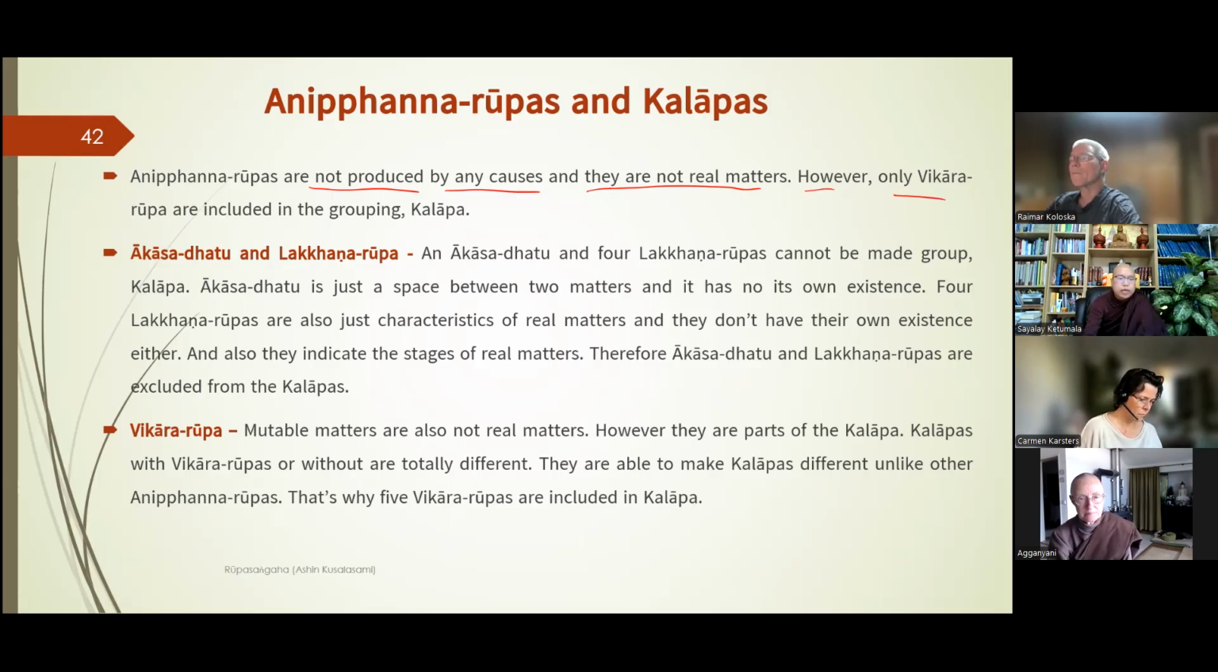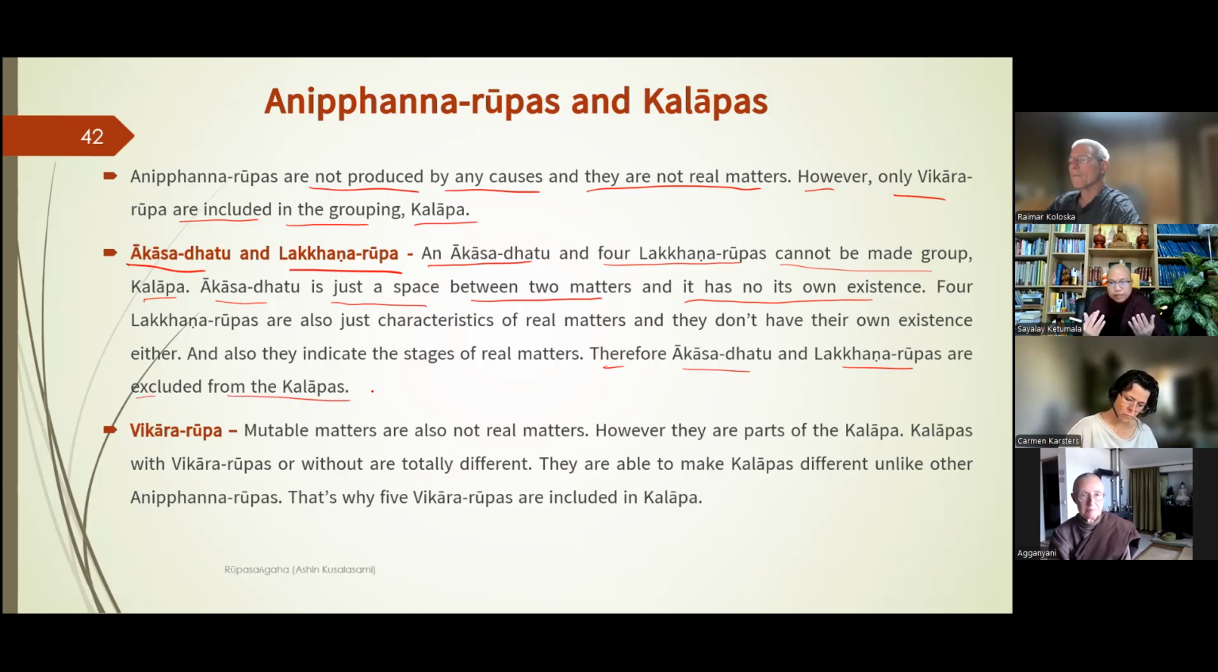However, only Vikara Rūpa are included in the grouping kalapa. So Akasa Dhatu and Lakhana Rūpa, why? They cannot be made group. Akasa Dhatu is just a space between two matters. It has no existence of its own. The 4 Lakhana Rūpas are also just characteristics of real matters. They don't have their own existence either, and also they indicate the stages of real matters. Therefore, Akasa Dhatu and Lakhana Rūpas are excluded from the kalapas.